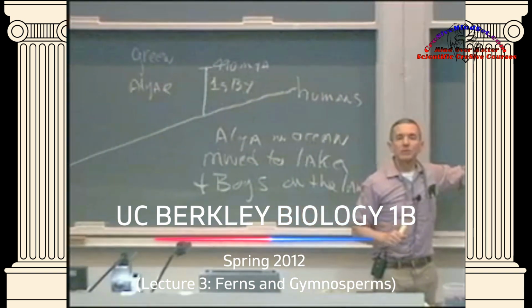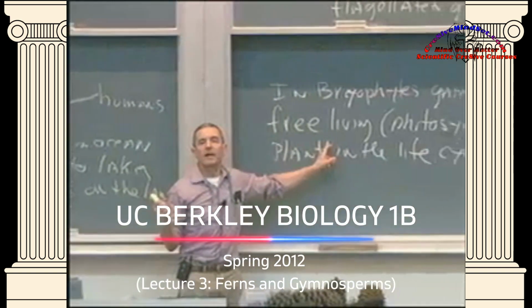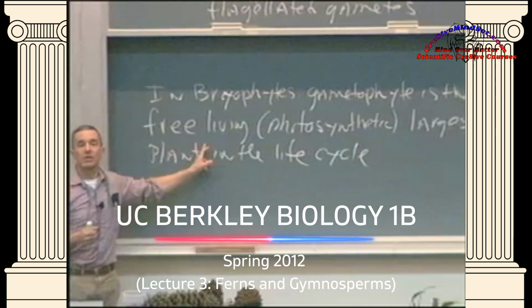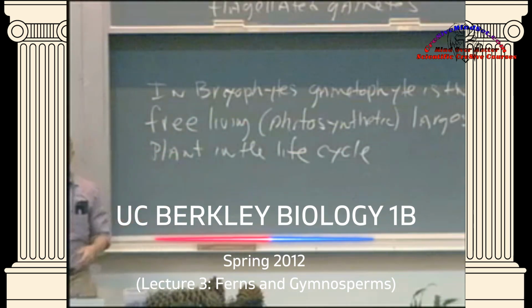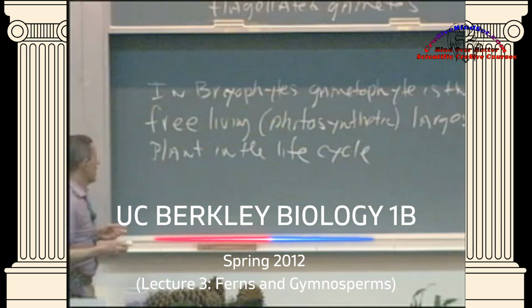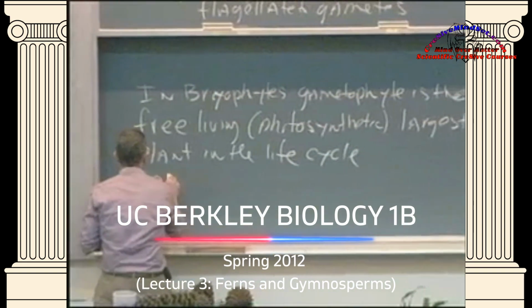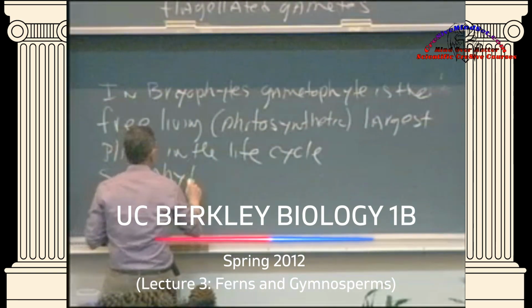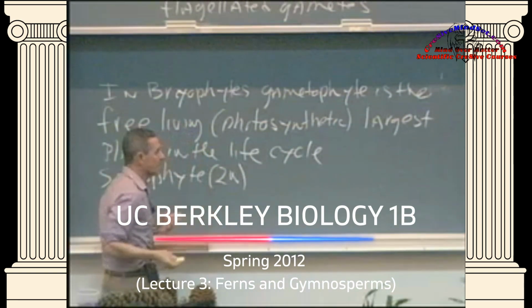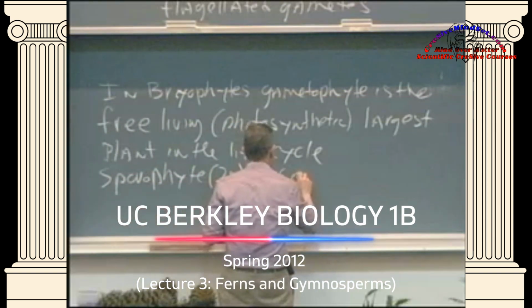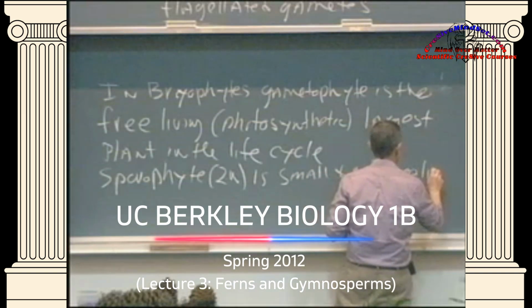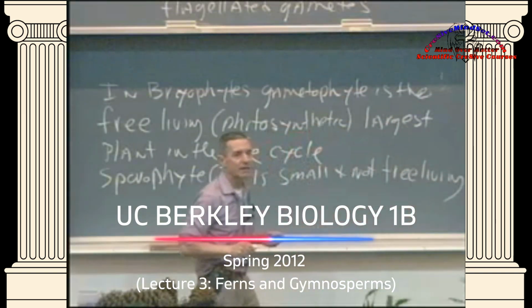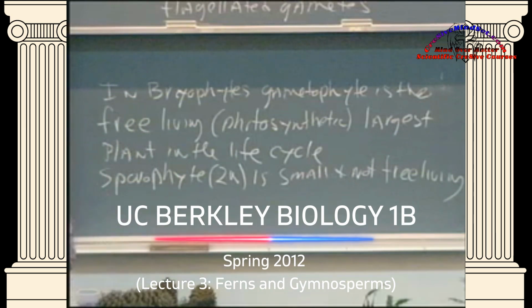But the first plants which moved on to the land, maybe they came from an alga in which the gametophyte was larger than the sporophyte. Those first land plants, the bryophytes, have the gametophyte bigger than the sporophyte. And this is an important point which we need to keep in mind. And the second thing is that the sporophyte, that is the 2N generation, is small and not free living. I'll show you some pictures of this in a moment.